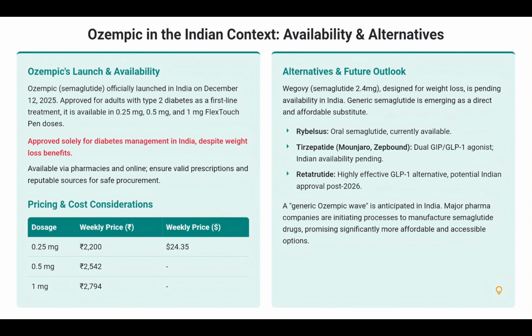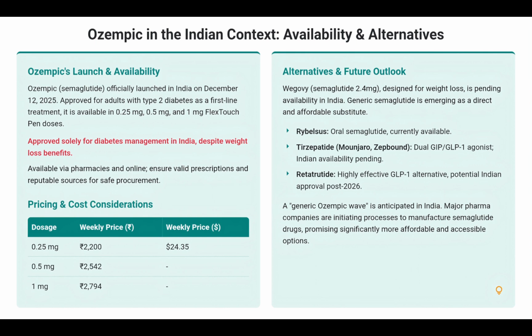An important regulatory distinction: Ozempic is approved only for diabetes management in India. Despite its well-established weight loss benefits, its off-label use for weight loss requires specific clinical justification. It is available through licensed pharmacies as well as online channels, but patients must be counseled to ensure they are obtaining it through a valid prescription from reputable sources to avoid the compounded versions we just discussed.